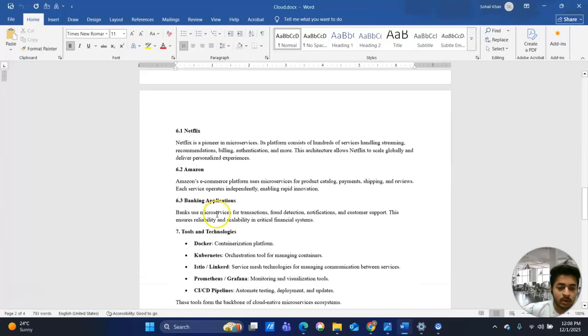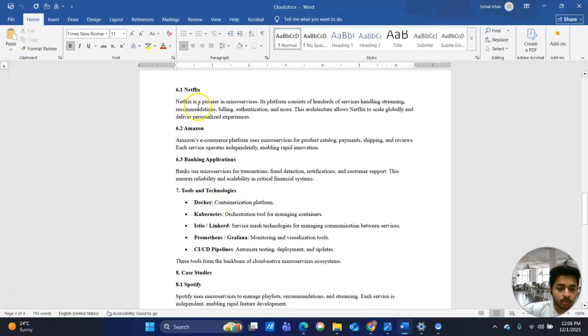Real-world examples. What are real-world examples? Netflix is one of the real-world examples, which pioneered microservices. Its platform consists of hundreds of services handling streaming, recommendation, billing, authentication, and more. This architecture allows Netflix to scale globally and deliver personalized experiences.